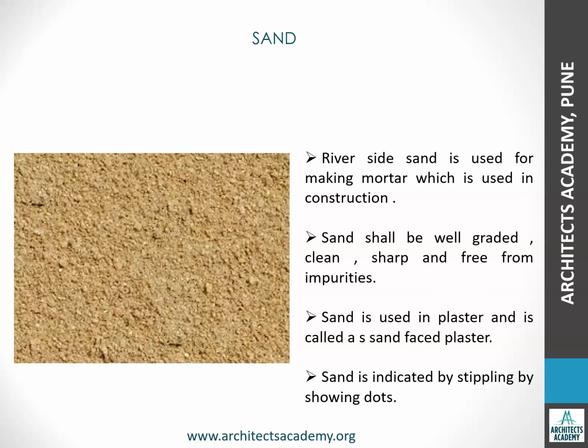So if we compare river sand versus sea sand, which is better sand? The better sand will be river sand. We want a sand which will have better cohesion with its particles. Cohesion, that is important. Sea sand will not have that cohesion. That's why we always use river sand in construction.